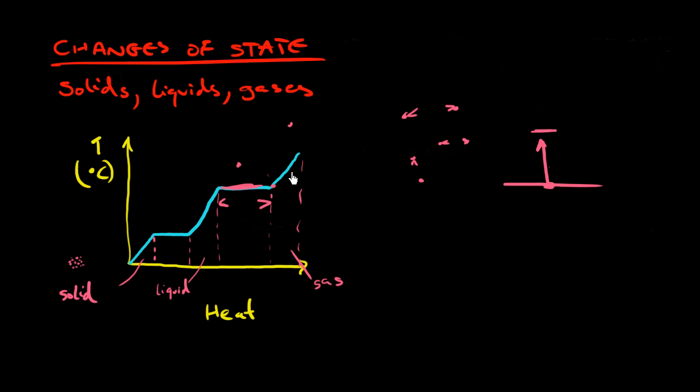Once it's a gas, it can't separate anymore. It's not going to change its nature anymore until it reaches plasma, which is way off this temperature scale. And so the new heat that you add starts to increase the temperature of the gas itself. It doesn't change the nature of the substance. Okay, so hopefully that explains why these flat parts are there.